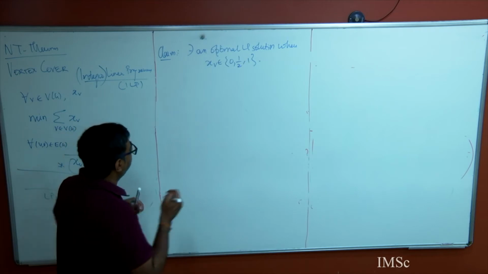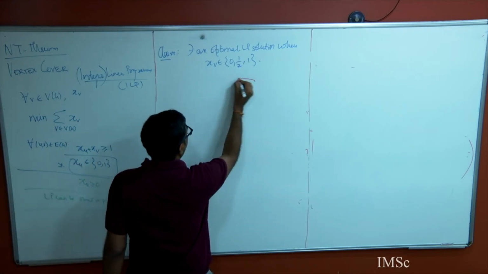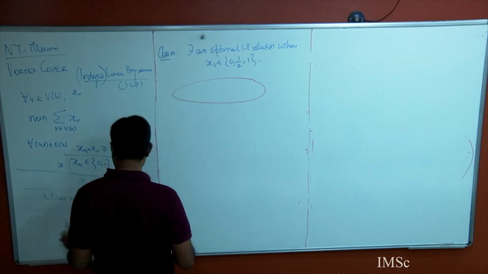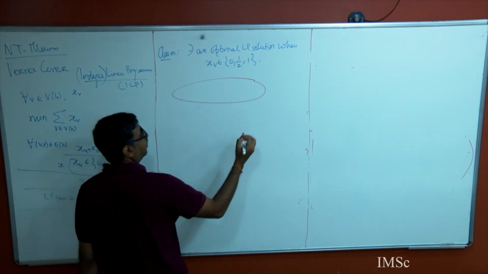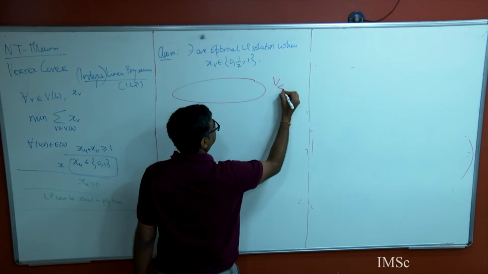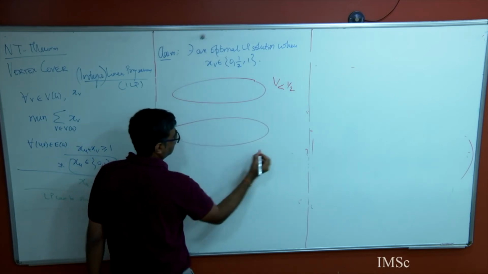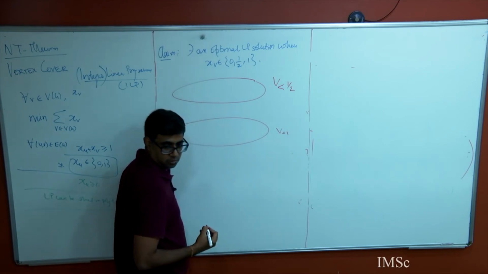So I'm just going to partition my vertices: this is V strictly less than half, and this is V equal to 1.